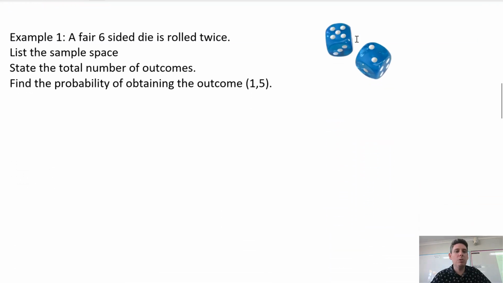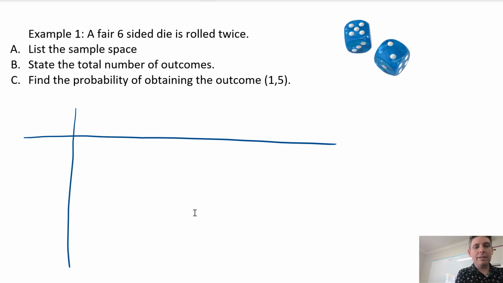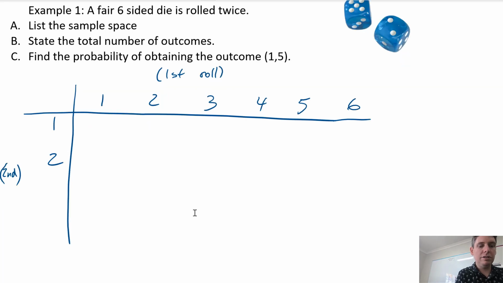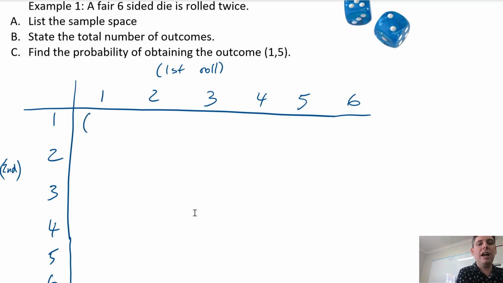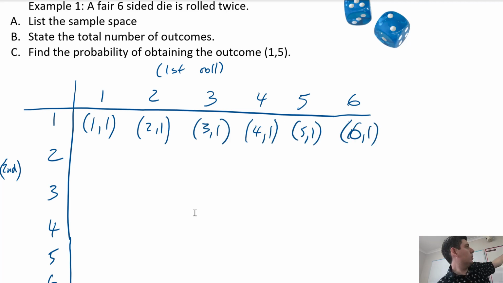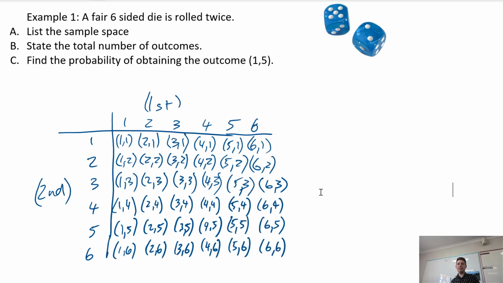Okay, let's do the first example. List the sample space. So we've got the first roll and the second roll. So what are all the possible numbers? So this is how we do the sample space for a two-step experiment using a two-way table. So we're just going to list every possible outcome. We put the first roll first, etc. This is the sample space.